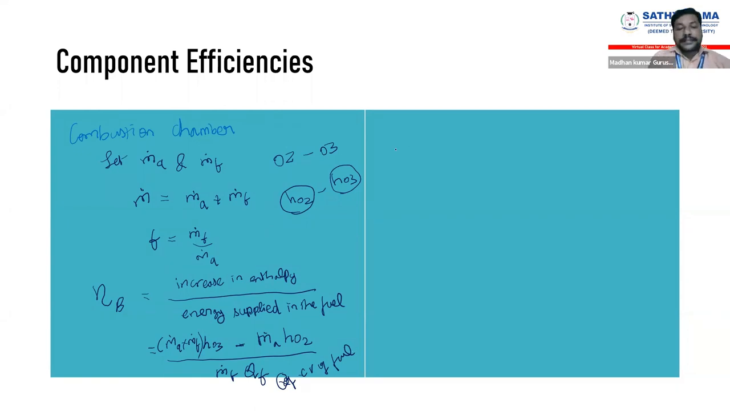Then we are going to reduce this expression. It's very simple: we can take m dot a outside the expression. We get 1 plus m dot f by m dot a, into H03 minus H02, divided by m dot f into QF.